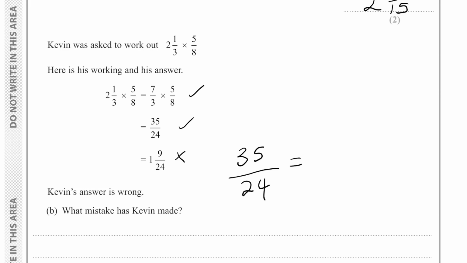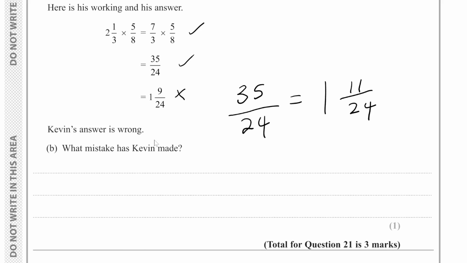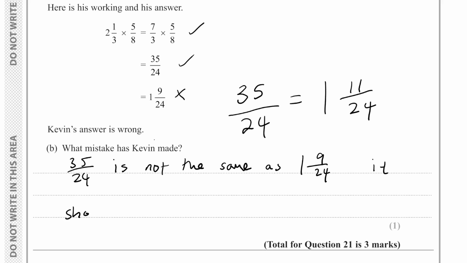So 24 is a whole one. How many is left? From 24 to 35 is 11. So 35 over 24 is not the same as 1 and 9 over 24. It should be 1 and 11 over 24.